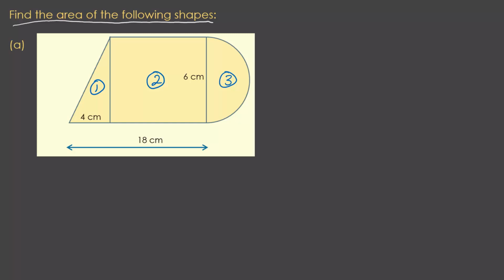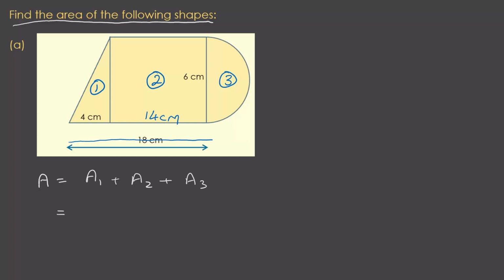I also need to do a bit of work with this length. So this overall length here is 18 centimeters, and this bit's 4, and that means that the length of the rectangle must be 14. So let's think about the area overall. That is going to be the area 1 plus the area 2 plus the area 3.